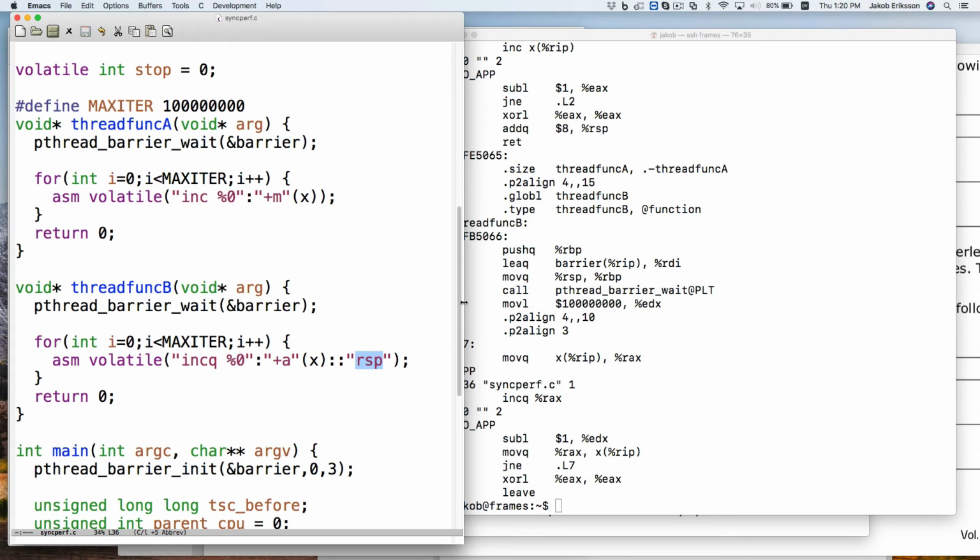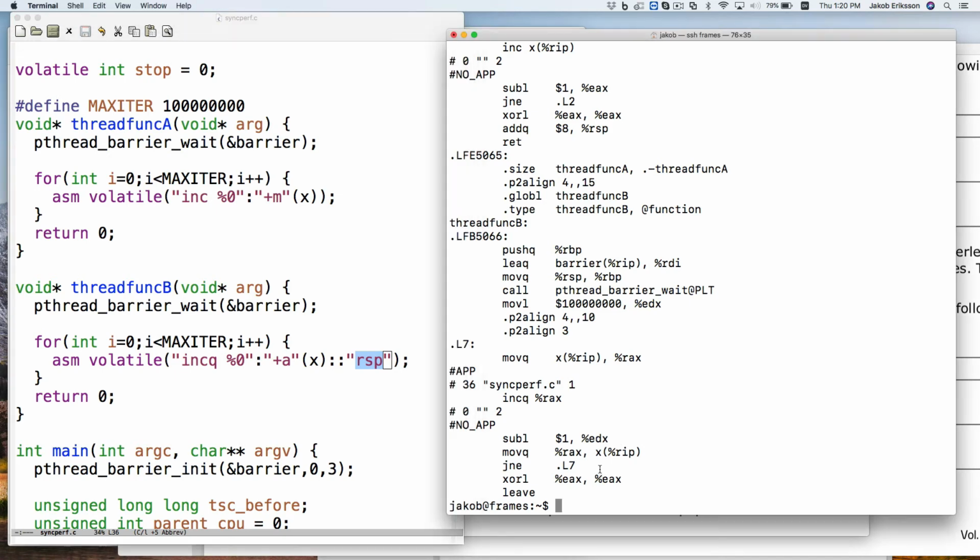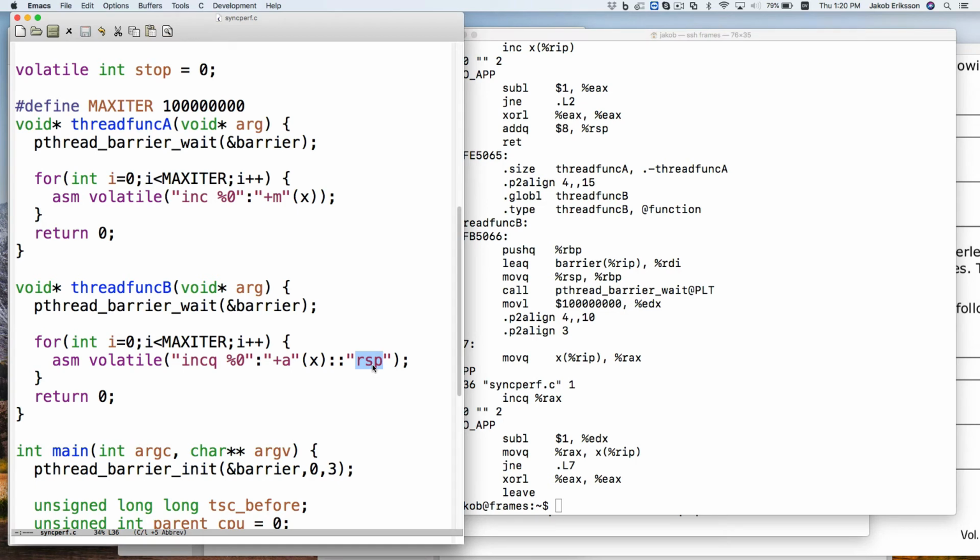Okay. Oh, it's a leave instead of a ret. But no, that's okay. A leave is something followed by a ret. It's like a restore of the RBP, and then ret, I think. That's not it. Maybe I somehow specified this wrong. Anyway, let's try another one.